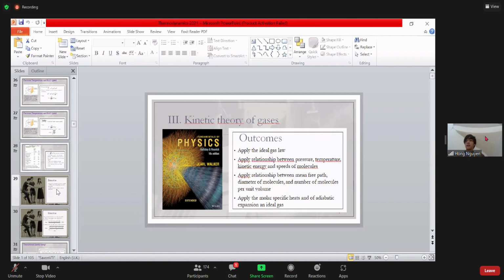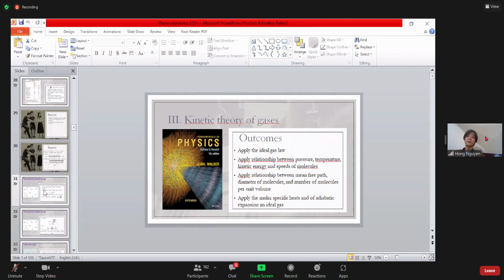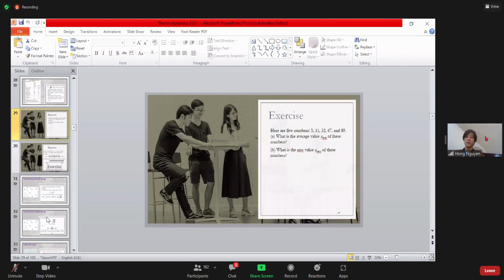So we apply the ideal gas, we apply the relationship between temperature, pressure, kinetic energy, and speeds of molecules. And also, we apply the relationship between mean free path, the diameter of molecules, and the number of molecules per unit volume. Okay, and then we study the molar specific heats, right? The molar specific heats at several special cases.